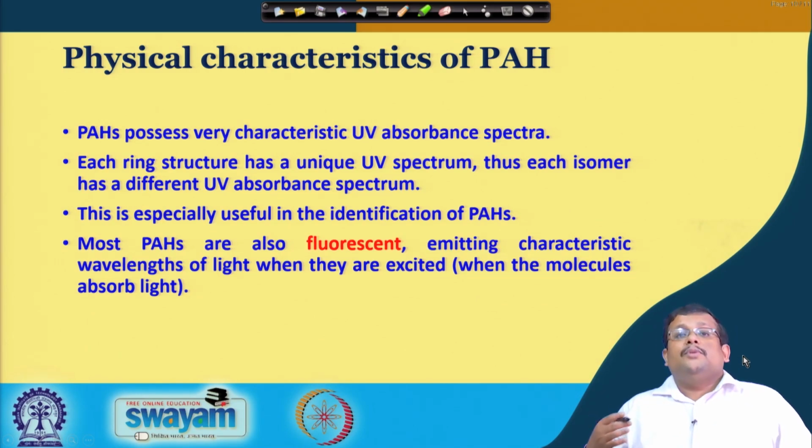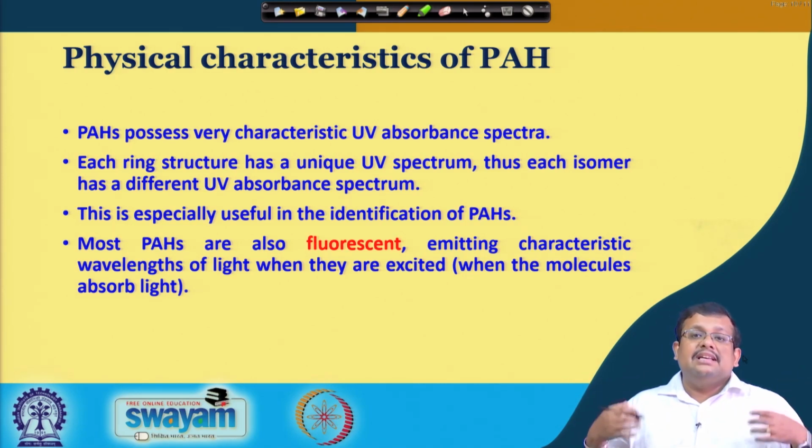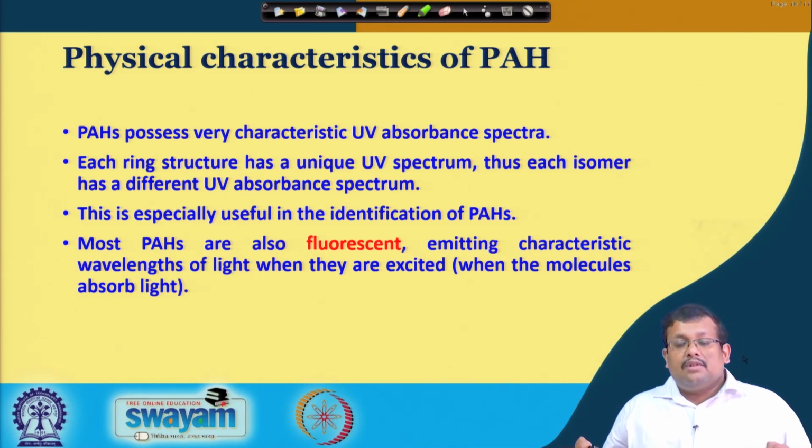Now, PAHs also possess characteristic UV absorbance spectra. Each ring structure has a unique UV spectrum, thus each isomer has a different UV absorbance spectrum, and these absorbance spectra are useful for their identification. So, each compound in the PAH group has its own unique UV absorbance spectrum.